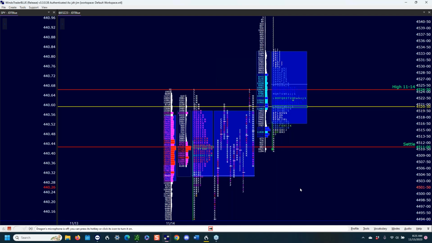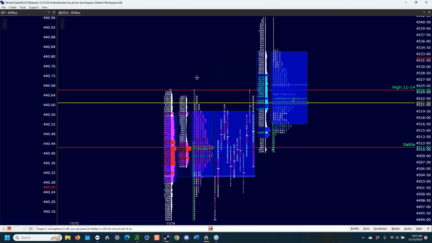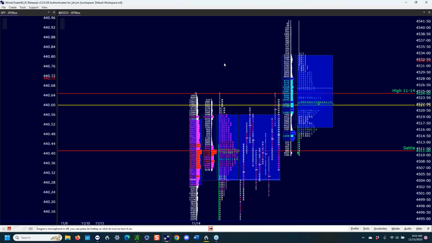What else we got? Do you view the overnight high as weak since it very nearly matches the high from September 15th? No, I don't. I don't overthink it.